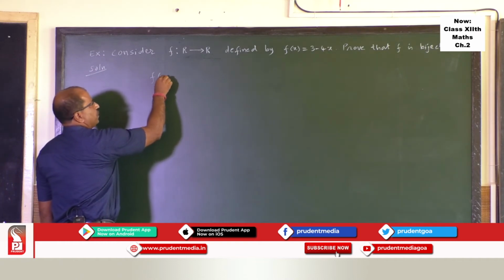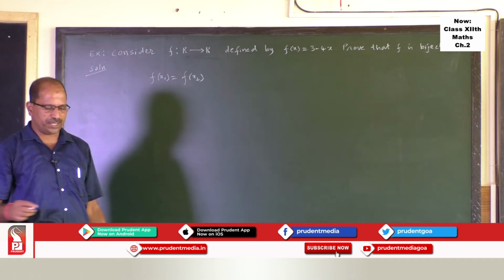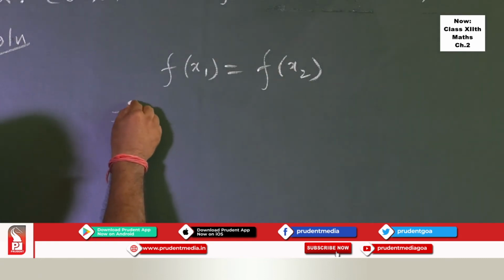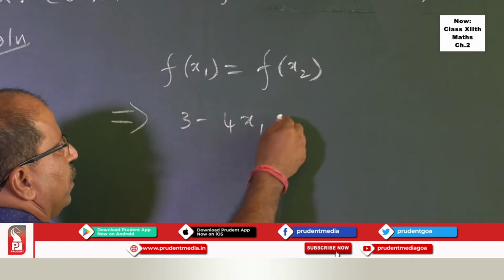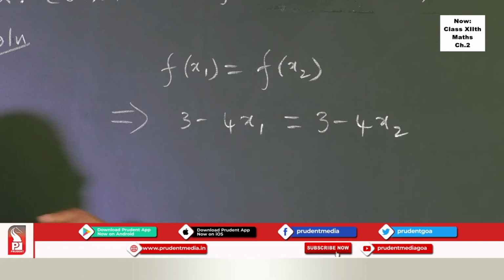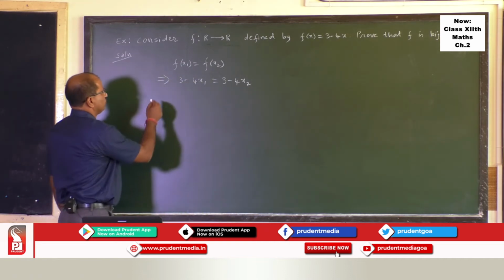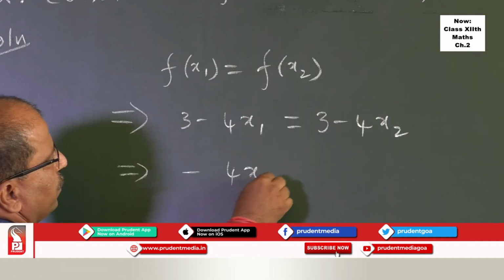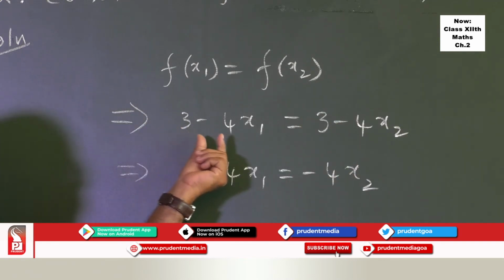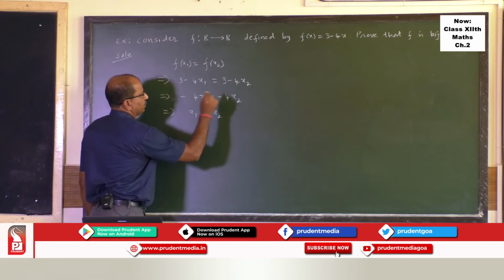F of x1 is equal to f of x2. Now, I am trying to prove that this function is one-one or injective. So, we will start with the definition which is already given to you. f of x1 is equal to f of x2. This will imply 3 minus 4x1 is equal to 3 minus 4x2. How do we get this? The image of x1 is 3 minus 4x1 because we put x equal to x1 here. So, 3 minus 4x1 is equal to 3 minus 4x2. Now, this will imply minus 4x1 is equal to minus 4x2, by cancelling 3 from both sides, cancellation law; 3 gets cancelled. This will imply x1 is equal to x2. You can cancel minus 4.